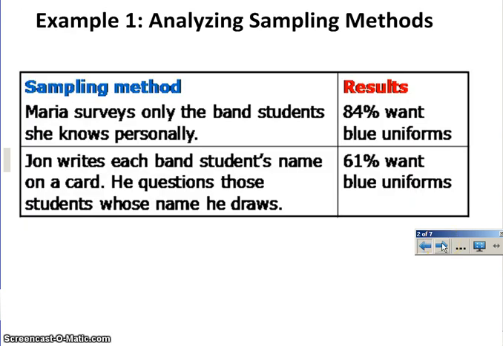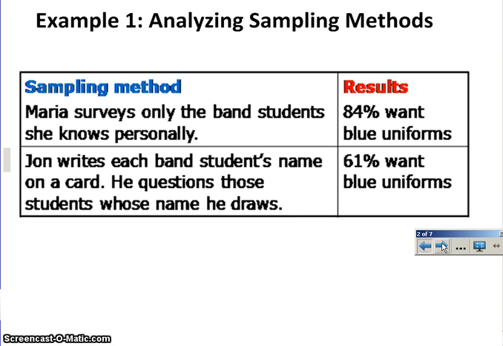Okay, so we're going to talk about different ways of sampling and decide if they are fair or not. For example, the first one we have is Maria surveys only the band students she knows personally, and she finds out that 84% of them want blue uniforms. The other option is John writes each band student's name on a card, and then he draws out those names and asks those students. And he gets a result that 61% wanted blue uniforms.